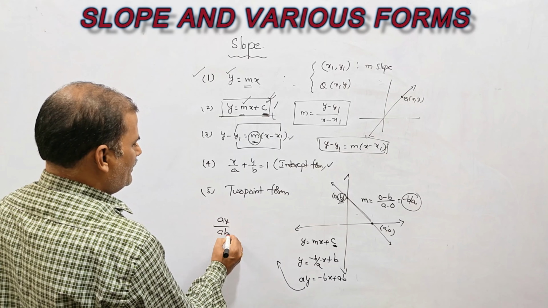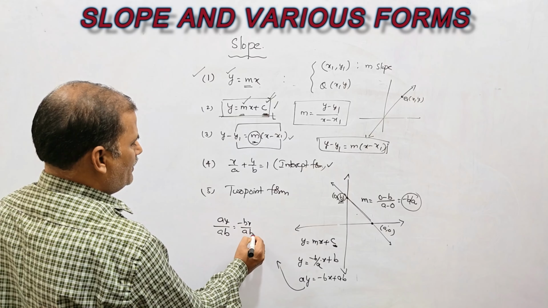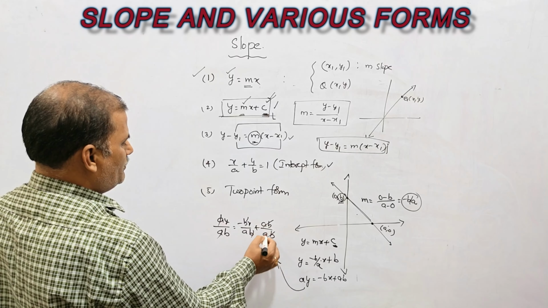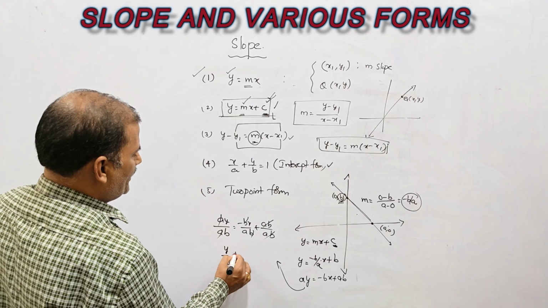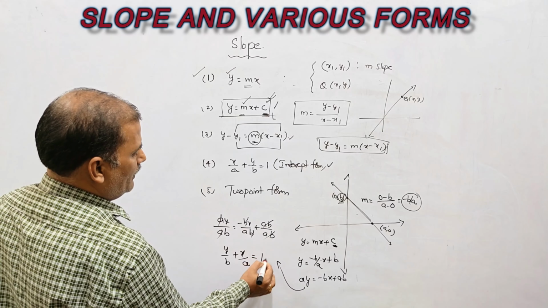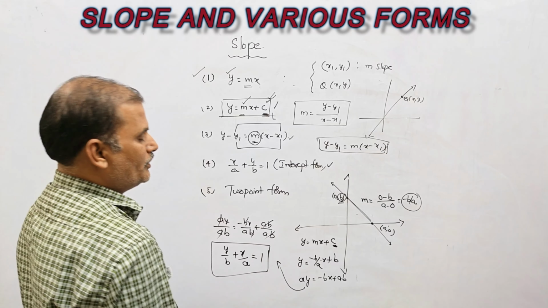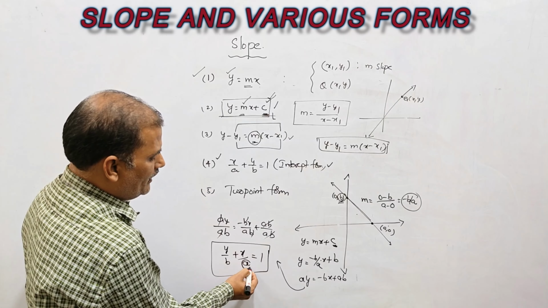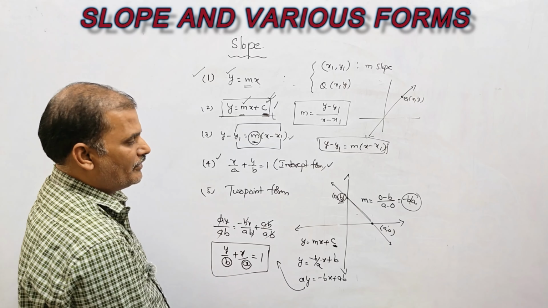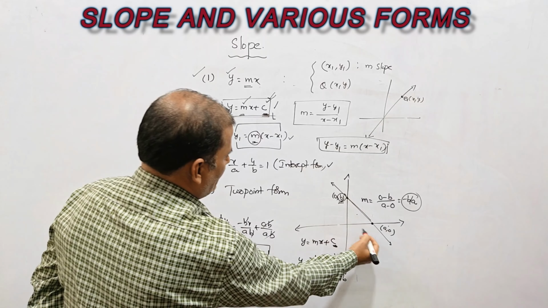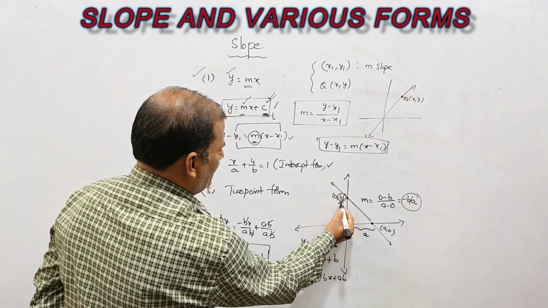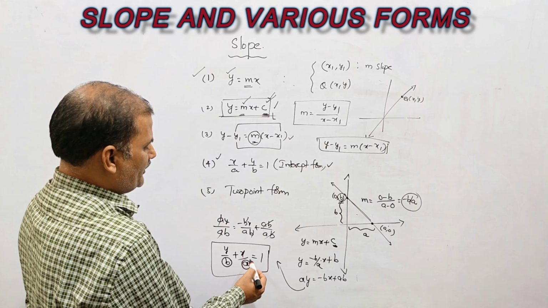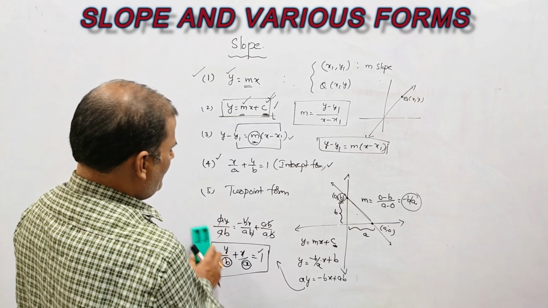Ay by ab is equal to minus bx by ab plus ab by ab. Now a cancels, b cancels, ab cancels. Now y by b plus x by a is equal to 1. This is the intercept form of the given line. x by a plus y by b is equal to 1, where a is called the x-intercept and b is called the y-intercept, as shown in the figure. The distance from the origin to the point is a and the distance from the origin to the point is b. So to find the equation when intercepts are given, we use x by a plus y by b is equal to 1.